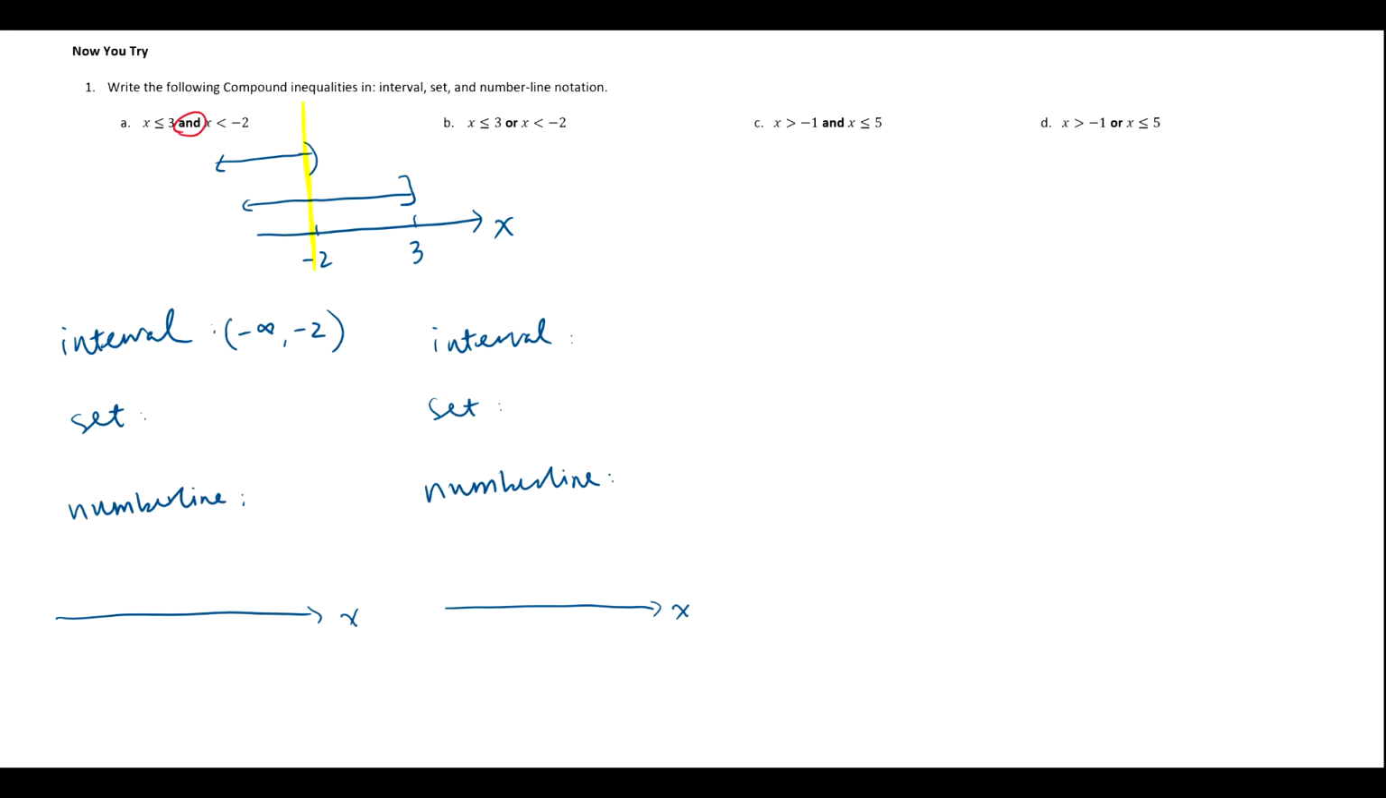That's the overlapping part. Similarly, for the set notation, we can translate it to be x such that x is less than -2. This is exactly the same as the second inequality we started with. For number line notation, we just have one cutoff point, which is -2, and we want everything to the left of -2 over here.